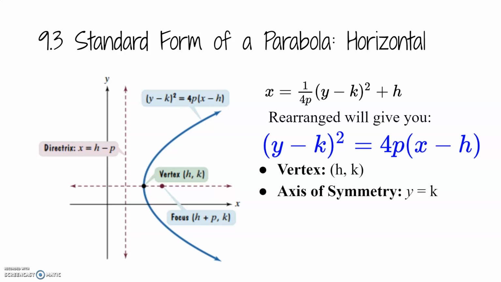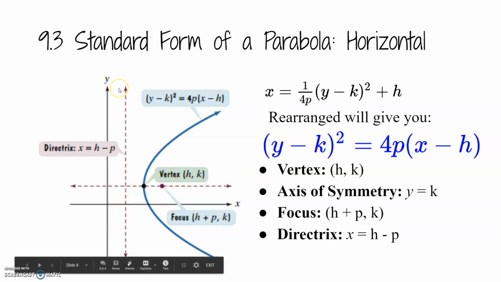Your axis of symmetry, that's going to be a line through the vertex. That should make sense that it's going to be horizontal if it's opening to the left or right. So it's a y coordinate. Your focus and your directrix this time, we're going to go to the left and to the right of the vertex to identify my focus and my directrix. And again, because I'm horizontal, the directrix will be vertical.